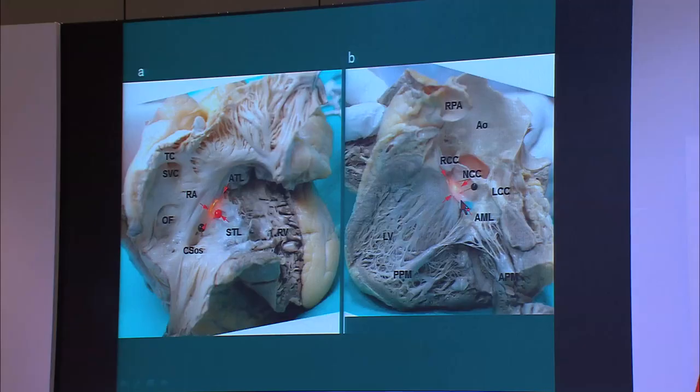Okay? And let me superimpose the AV node. So the translucent area, the compact AV node, and this fiber. This is the His bundle. This is the His bundle. A little bit to the left side, this fiber goes up. So when I see this His bundle, you can detect this area. And this is a membrane septum.